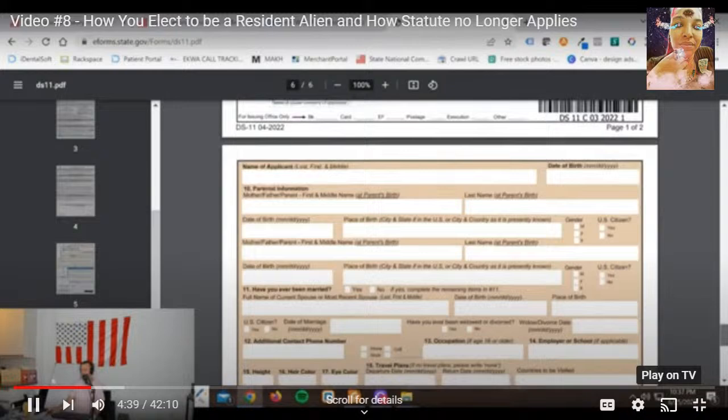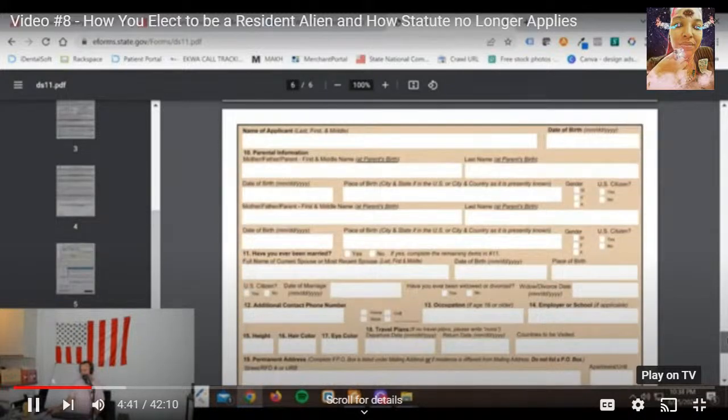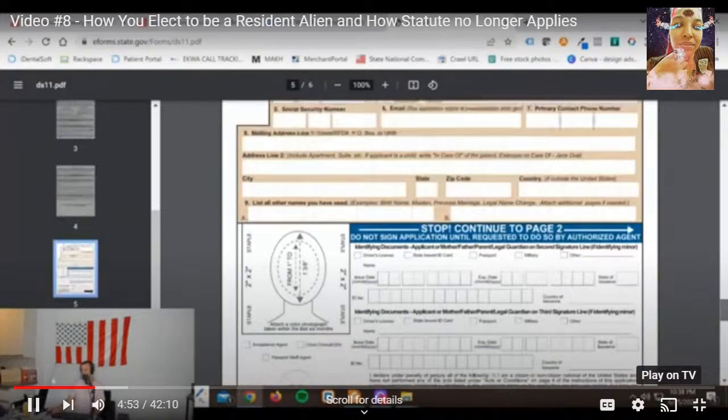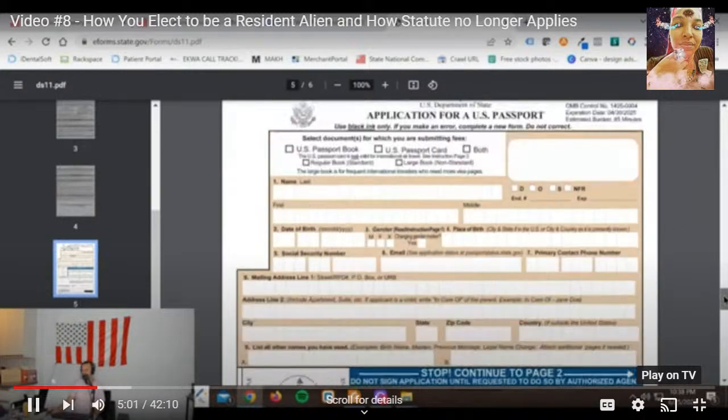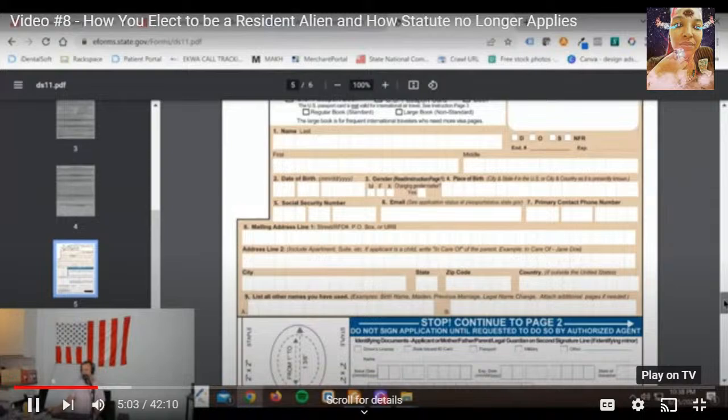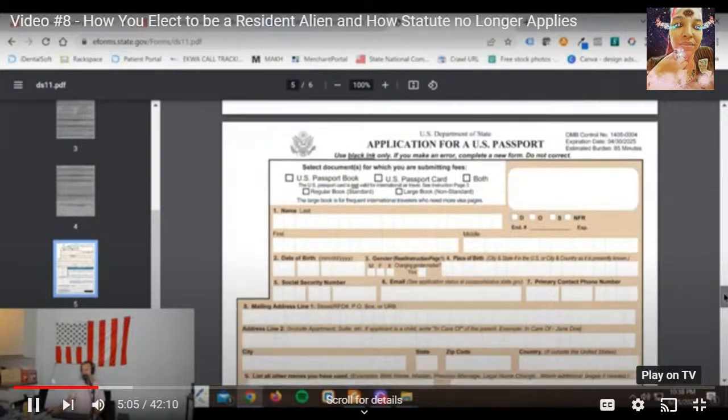Anyways, if you look on page 2 here, you have U.S. citizen, yes or no? It's asking you that for your parent, your other parent, and your spouse. The passport form used to ask you if you were a U.S. citizen. The one that I did recently, just a couple months ago, did not have that, and it looks like it still does not have that.